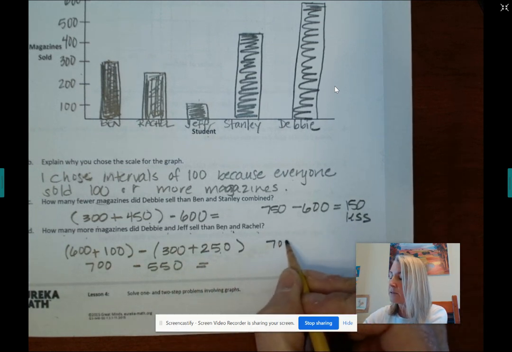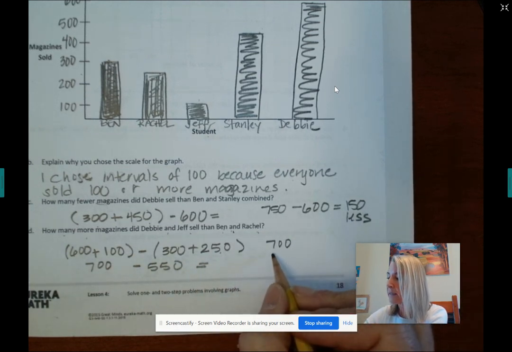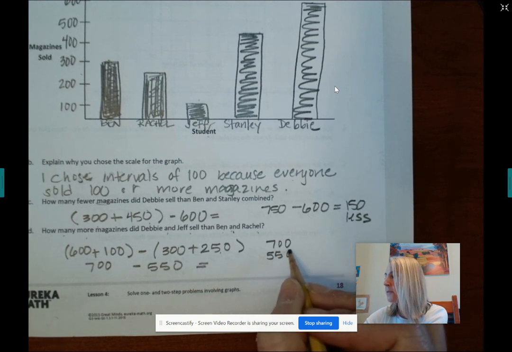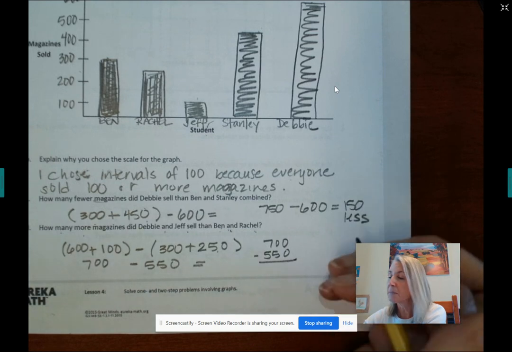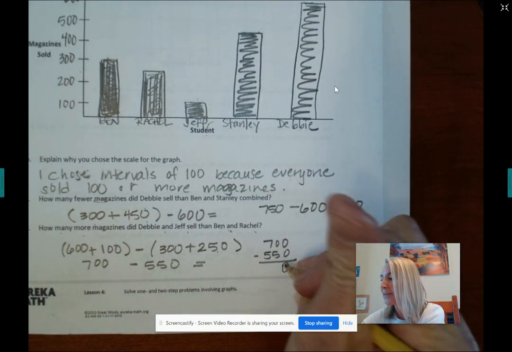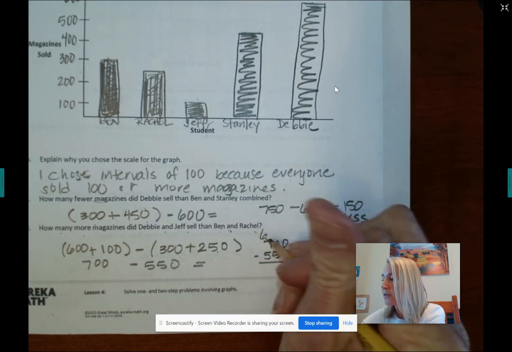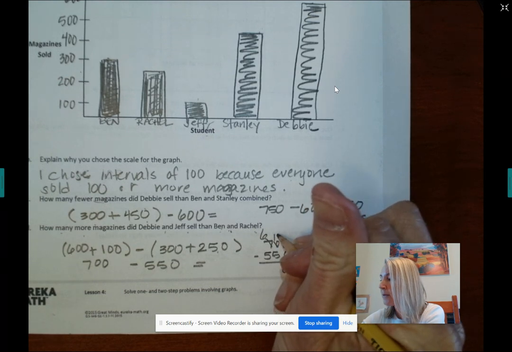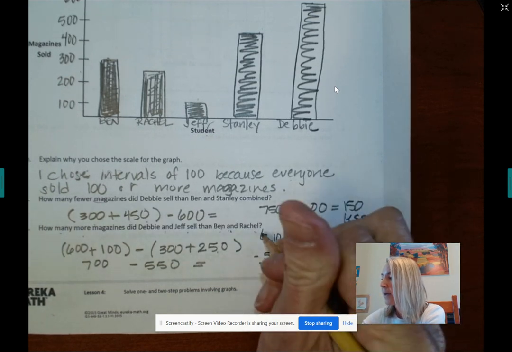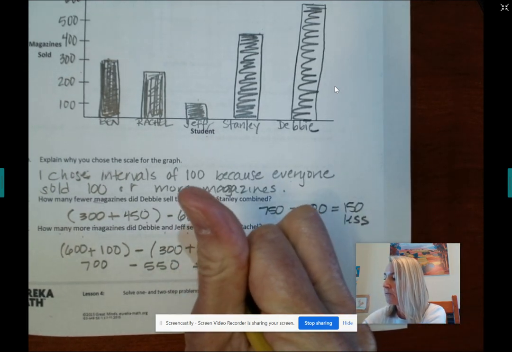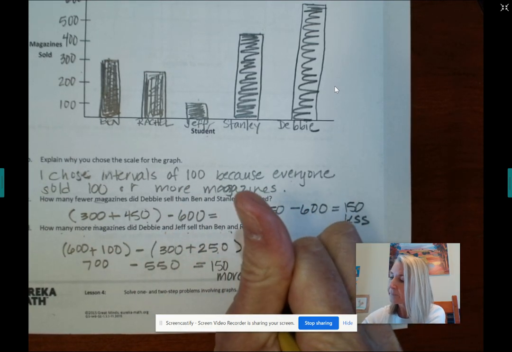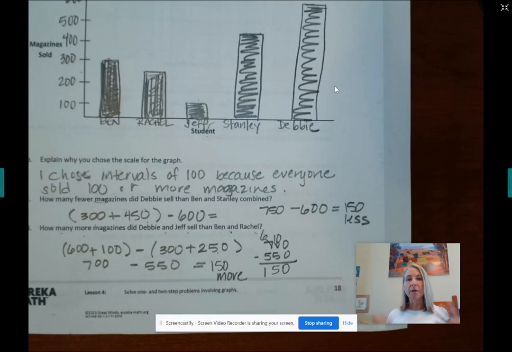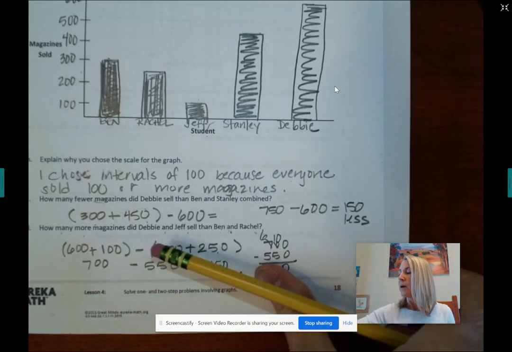And here, just to be on the safe side, because with all these zeros, this is an easy place to be off in a specific place value. So here we go. And I need to regroup here. And I have 150 more. They sold 150 more than Ben and Rachel.